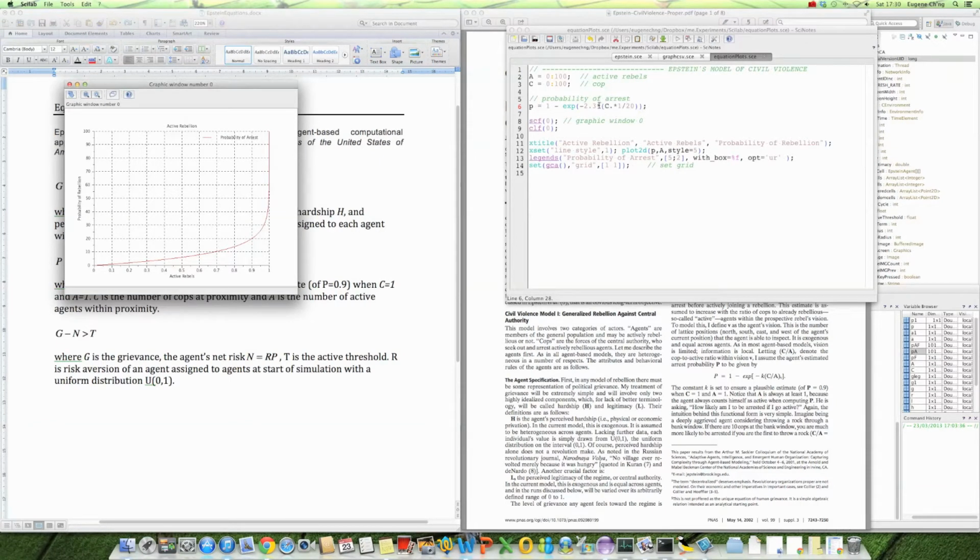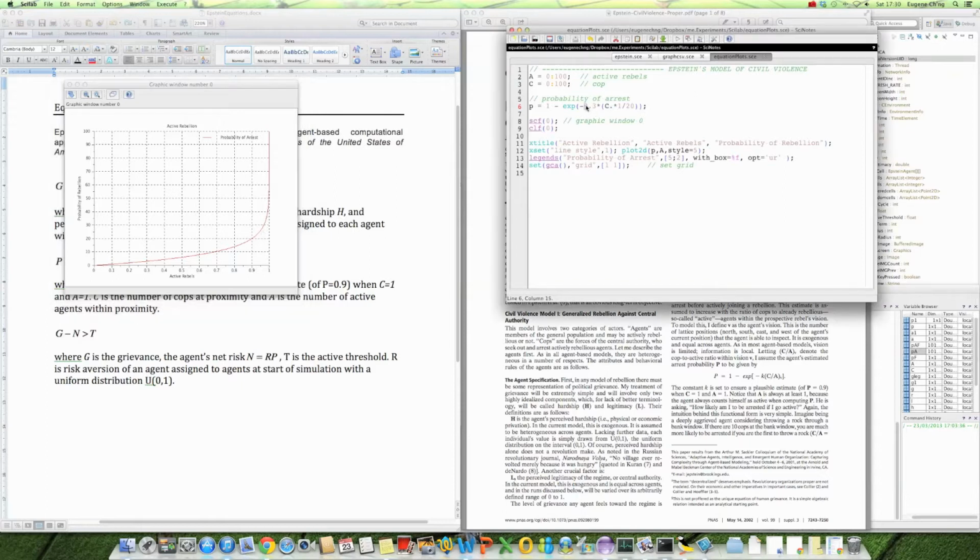So the higher the number of cops around, say, 20 active agents, so rebelling agents, if there are more cops, then the probability of arrest gets higher and higher. And if we put K as 1, what happens is that this goes higher. So the gradient is higher.